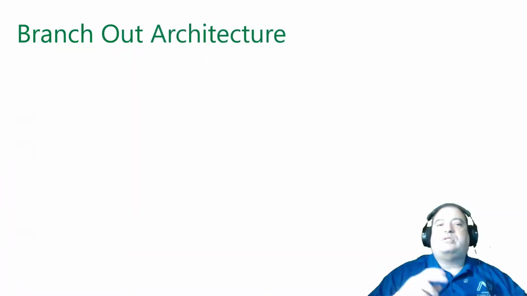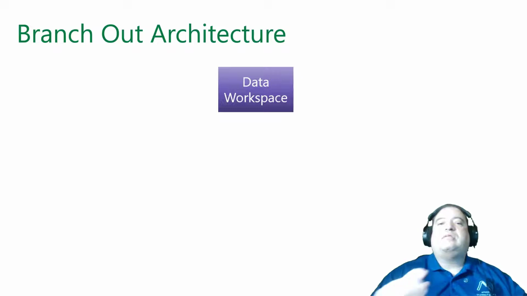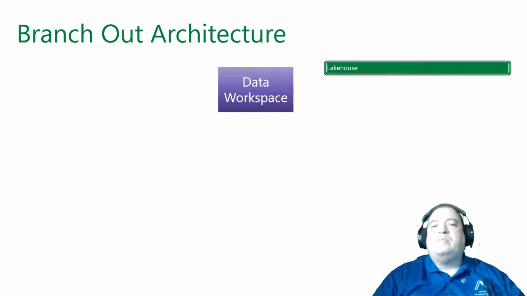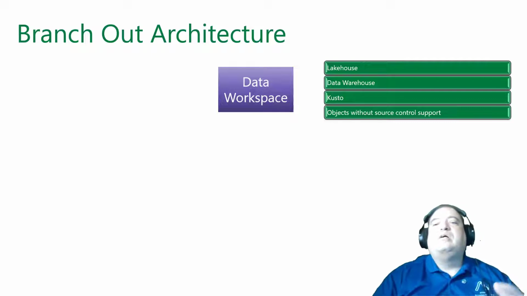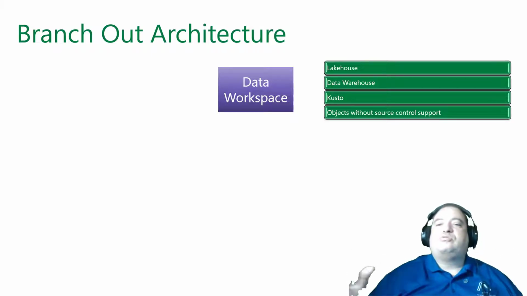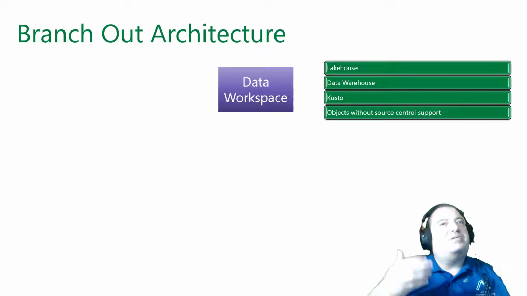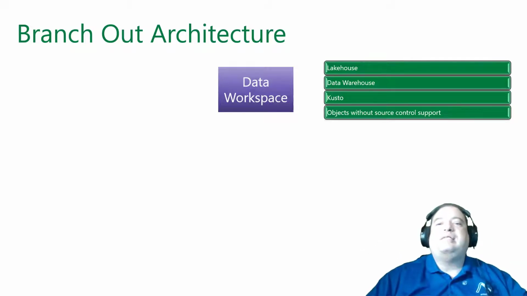Let's understand what I'm talking about. Let's say that you have a data workspace. What do I mean by a data workspace? I'm talking about a workspace that can contain a lakehouse, a data warehouse, a custom database, objects without source control support, and so on. These objects contain data, so the result, if you try to branch out this workspace, is not very good.